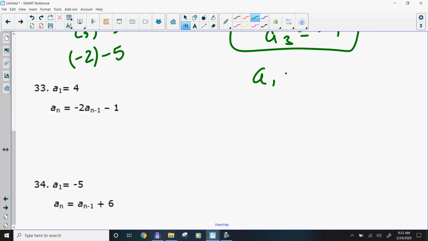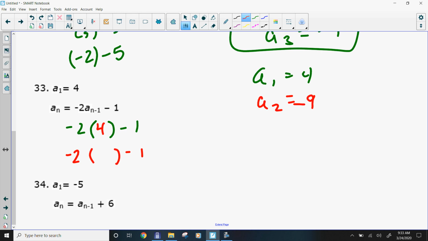First number is 4. So this is negative 2 times the last number minus 1. So we're going to plug in that 4. That's negative 8 minus 1. So that's negative 9. Second number is negative 9. And then we do the formula again, and we plug in the negative 9. So that's 18 take away 1. So that means the third number is 17.